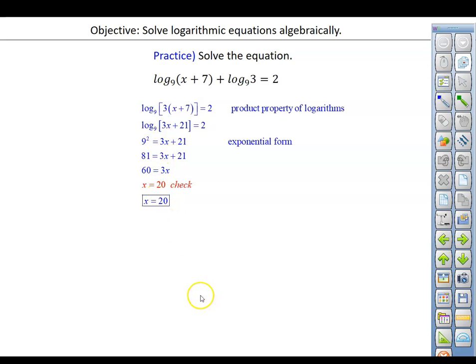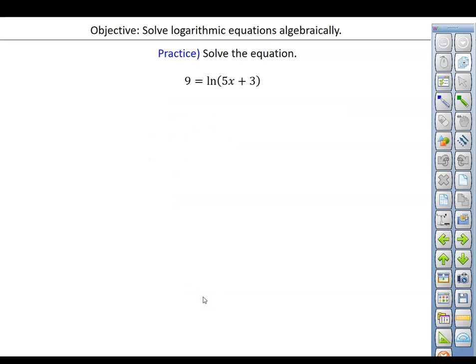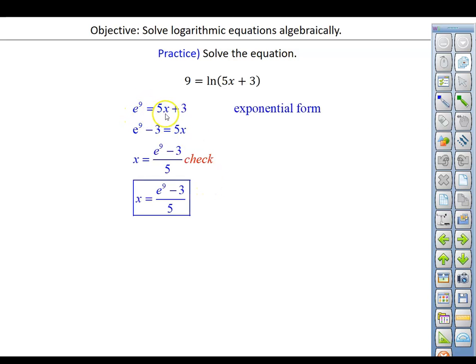All right, let's go ahead and give this one a try. All right, so in this one, we have a natural logarithm equals a number, so we have to realize we have a base e for that natural logarithm. So hopefully you just went right to exponential form, used some algebra to solve for x. And again, e to the 9th power is going to be a very large number that's positive, so subtracting 3 is not going to change that, and then dividing by 5 it'll still be positive, and then multiplying by 5 and adding 3, make sure that it will be positive.